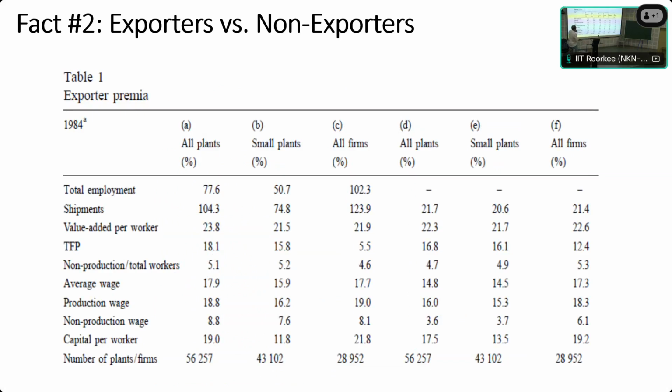This is very simple. You can see total employment across all plants: an exporter plant has 77-78% more employment than a non-exporter. That big the plant is. Shipments, the amount they export or produce, are about 105% more. So exporters inherently, you can see these numbers, average wage: an exporter pays about 18% more wage than a non-exporter. If you're working in an exporting firm, you get paid much more.